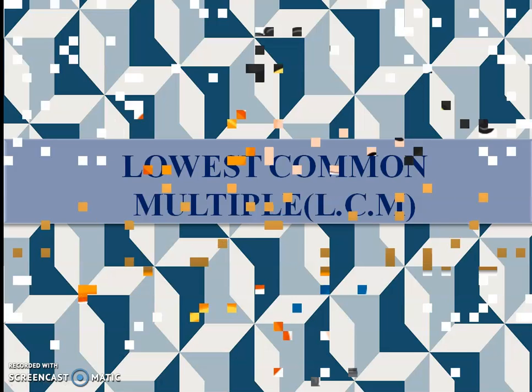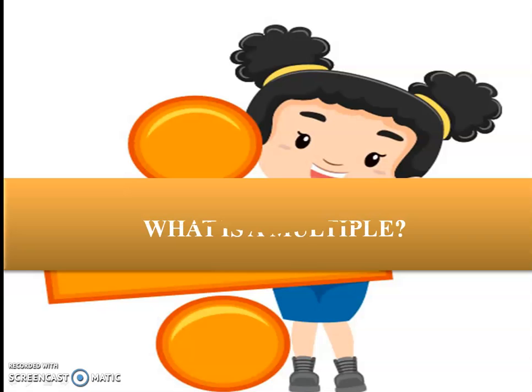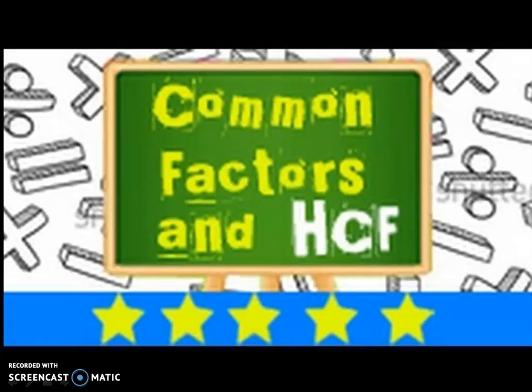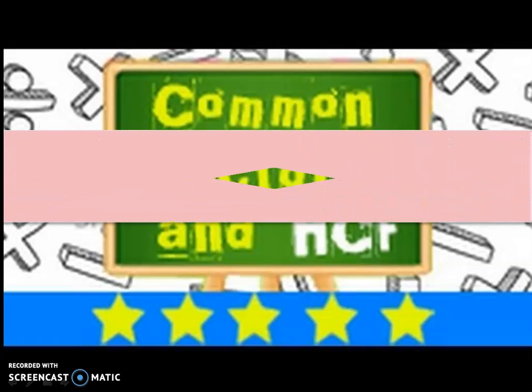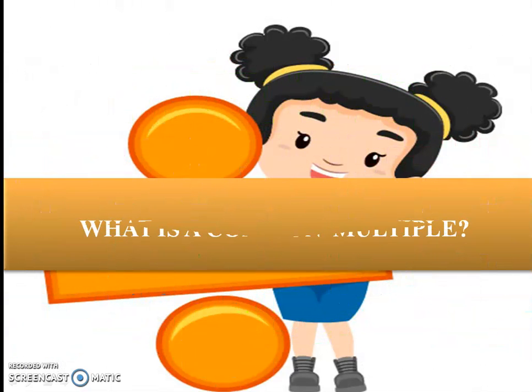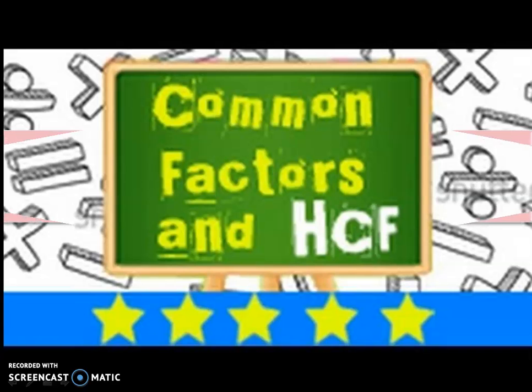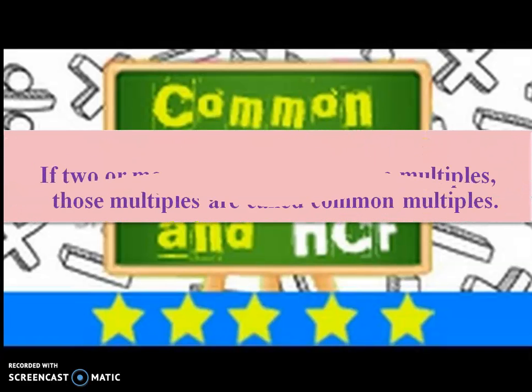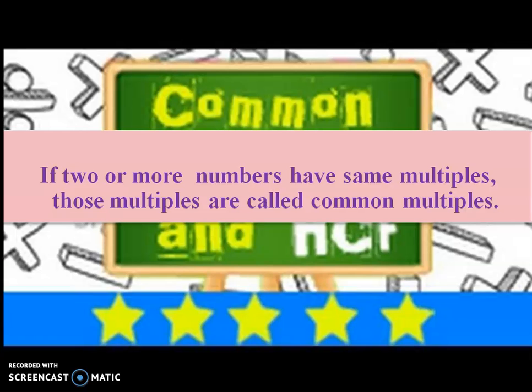Before we start, let's see the meaning of a multiple. What do you mean by a multiple? A multiple is the product of two or more than two numbers. After knowing the meaning of multiple, let's see what is a common multiple. If two or more numbers have same multiples, those multiples are called common multiples.